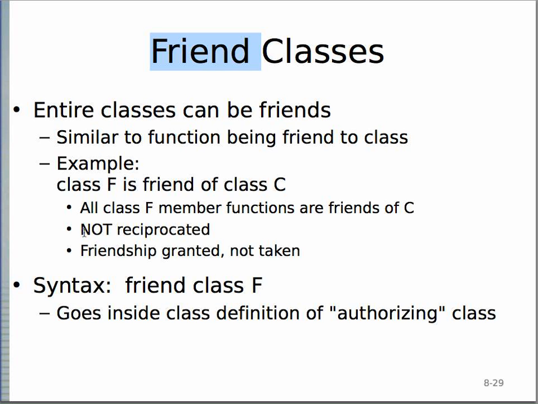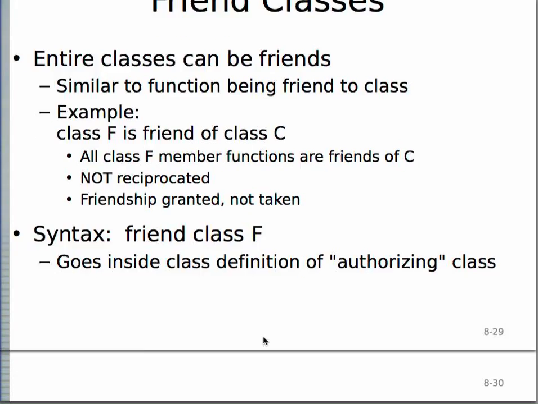This is one way, that is, it's not reciprocated. Friendship is granted, it's not taken away. So you can't say class F is an enemy of class C, and saying class F is a friend of class C does not imply that class C is a friend of class F. It's not reciprocated. So how do you do this? You just put in a statement, friend class, and then the name of the class. And this goes inside a class definition.